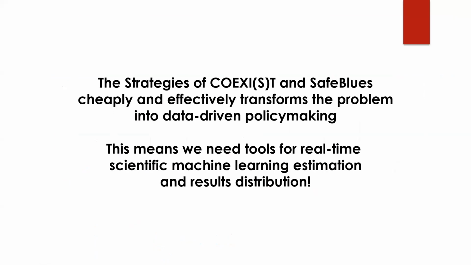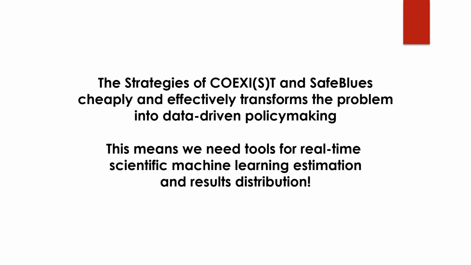So the strategies of COEXIST and SafeBlues are basically using these ideas of scientific machine learning to transform the problem of how to do precision policy making into one that's data driven. The secondary thing that we've had to solve is, if we're trying to use scientific machine learning everywhere, putting neural networks into things that were once just simple differential equations or simple agent-based models, now you have an agent-based model with a neural network. You can guess that this thing is going to be very difficult to computationally handle, right?